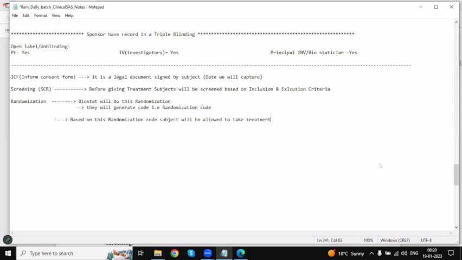Each code represents a pattern that will come to the subject. In this pattern you have to take drug A, drug B, drug C, and in another, drug C, drug A, drug B. So as per the allocation, the subject has to be treated as per the randomization code, as per the randomization sheet.